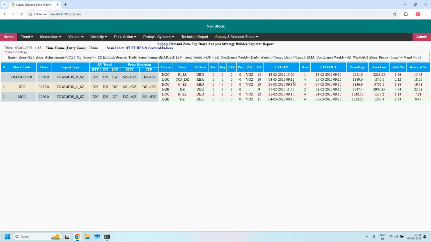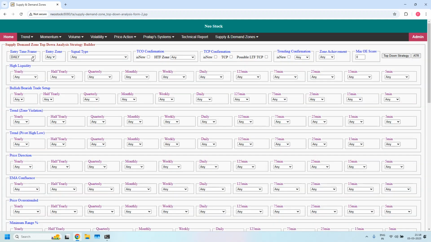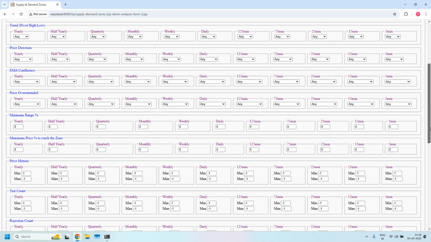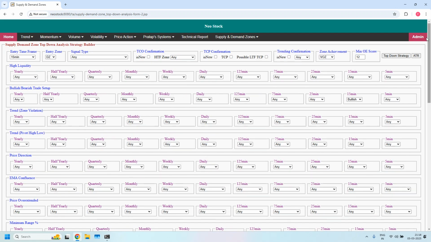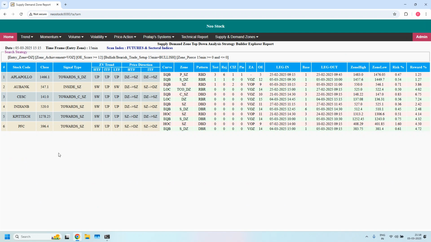Next we will look into daily income trade. Bullish trade setup, entry time frame 15 minutes, entry zone, demand zone, bullish or bearish trade setup 15, bullish, zone achievement VOZ, minimum order enhancer score 12, and 15 minutes zone should not be pierced. So minimum value 0, maximum value 0. With these filters, we got 6 stocks. So these 6 are supporting a bullish trade setup for daily income trade, and entry time frame zones are 15 minutes demand zones.